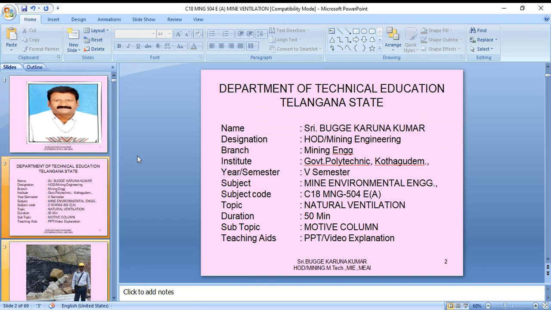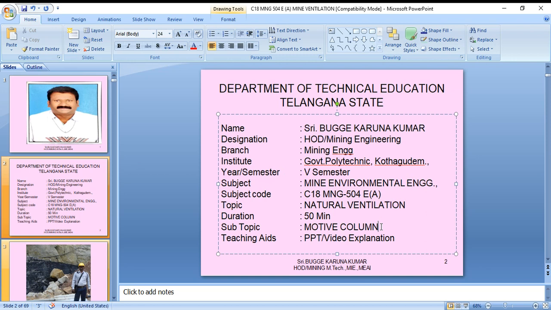My name is Karuna Kumar, HOD Mining. The subject is Mine Environmental Engineering, and natural ventilation is the topic. In the subtopic, the motive column is prime, and I am also including the fans. This is today's lecture topic.